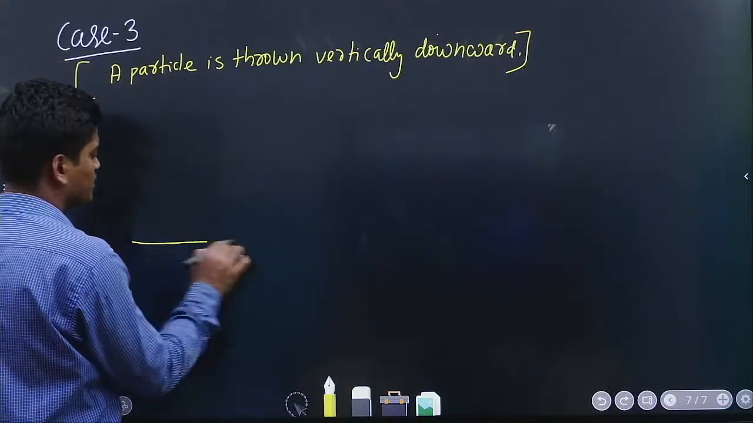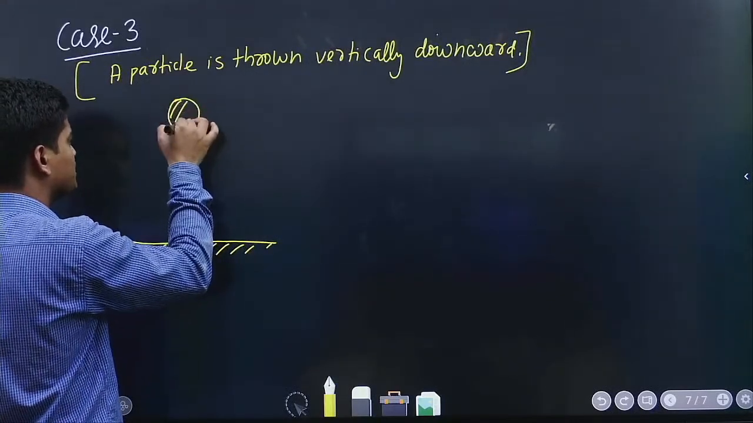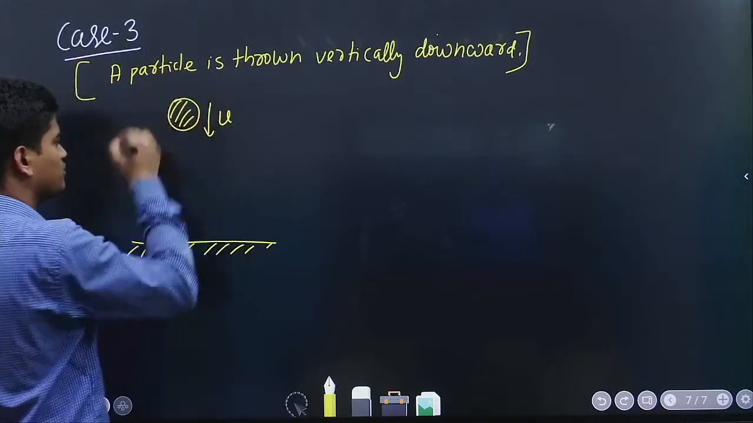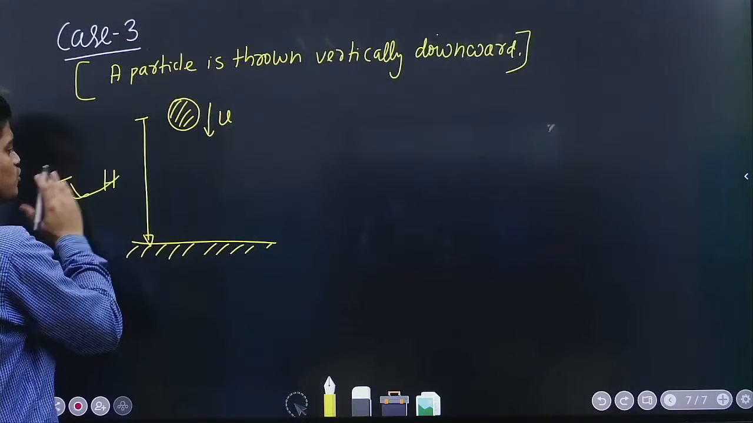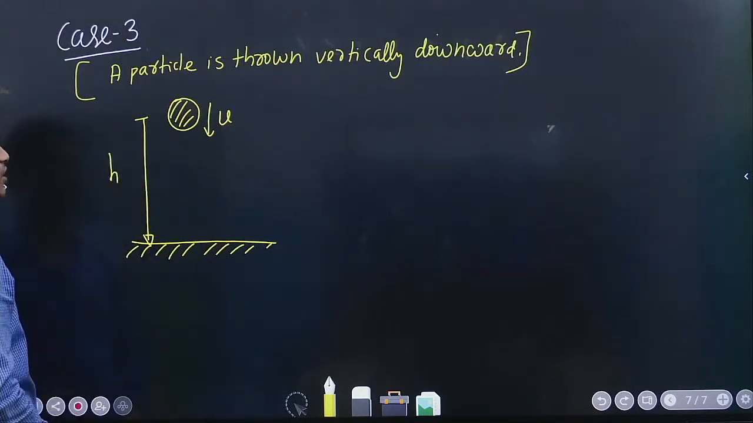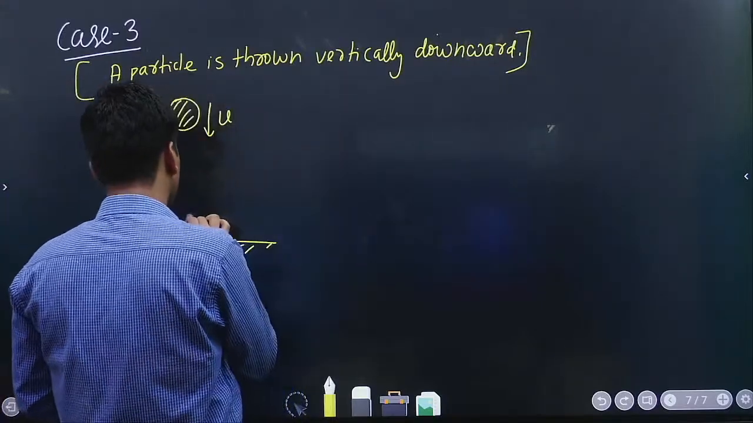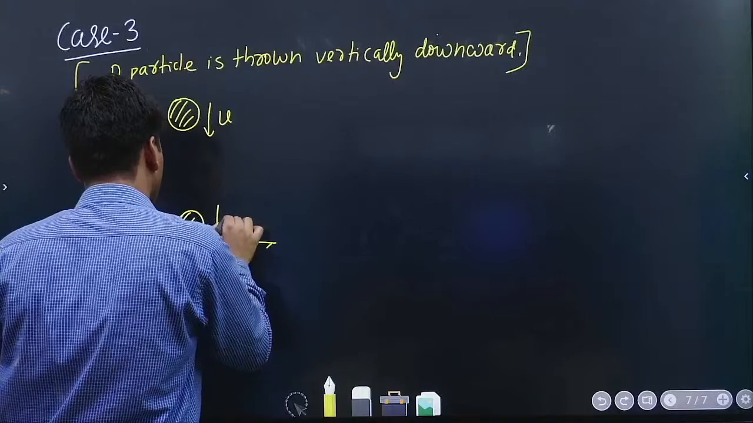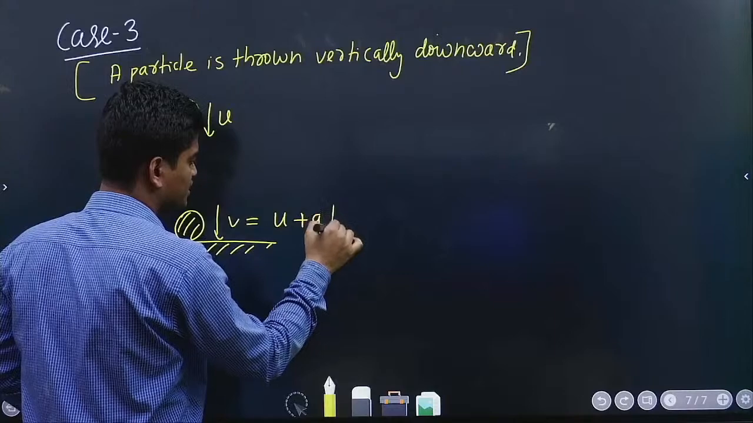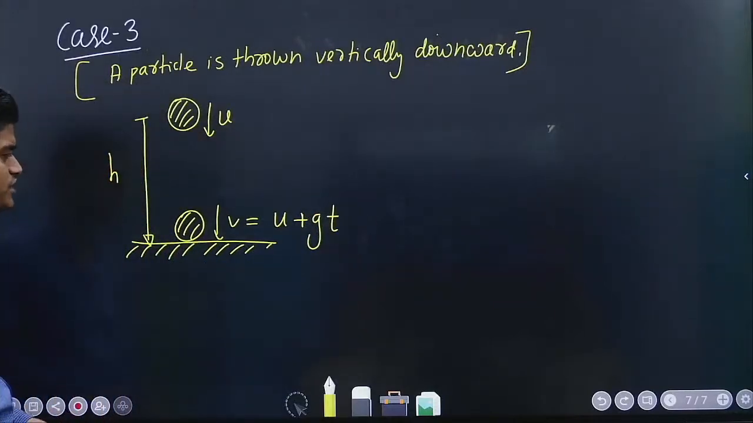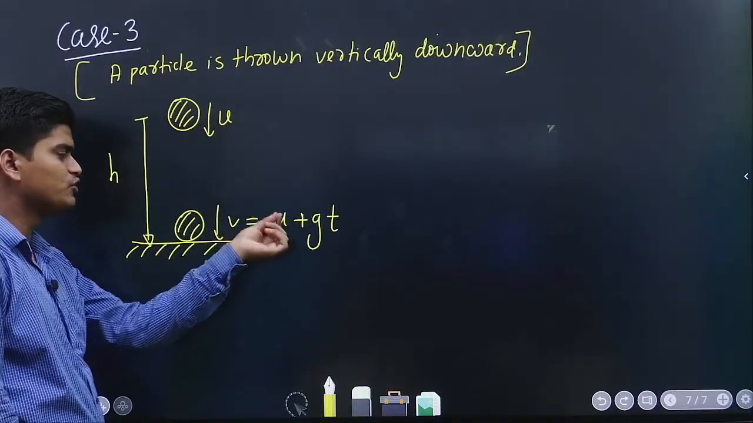That means here one floor or earth surface is there. From here an object is coming, but intentionally you are throwing the particle with initial velocity u. So this is your height h from where you are throwing the object vertically down. In this case, if you want to find the velocity with which it hits the ground, this is your final velocity v, which is nothing but u plus gt. Why u plus gt? Because u is there, u is not 0.